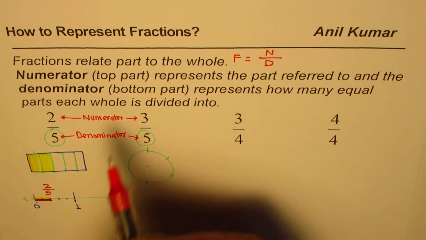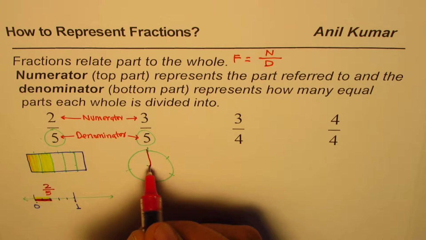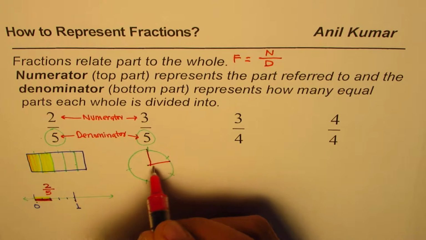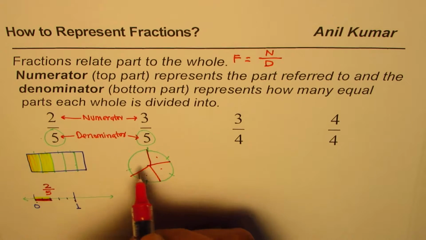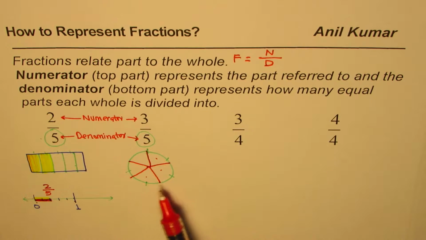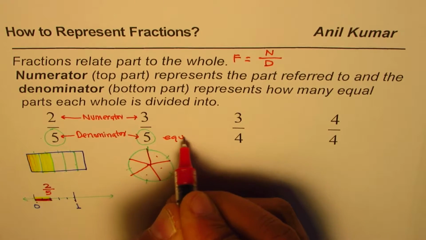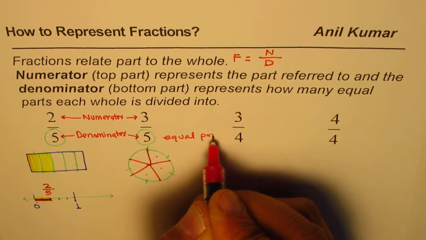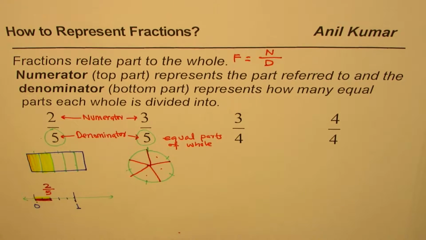So let me divide this circle into 5 equal parts. So let's say 1, 2, 3, 4, and 5, right? So think that they are all equal, right? So these are 5 equal parts. Remember, denominator is always divided into equal parts. Important, right? Equal parts of the whole, that is denominator, right? So out of those we want 3/5.